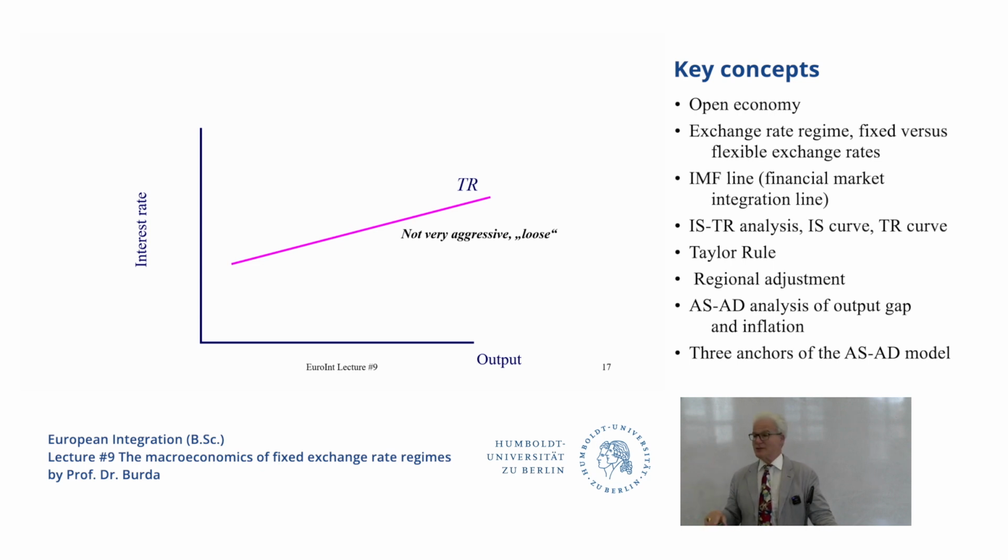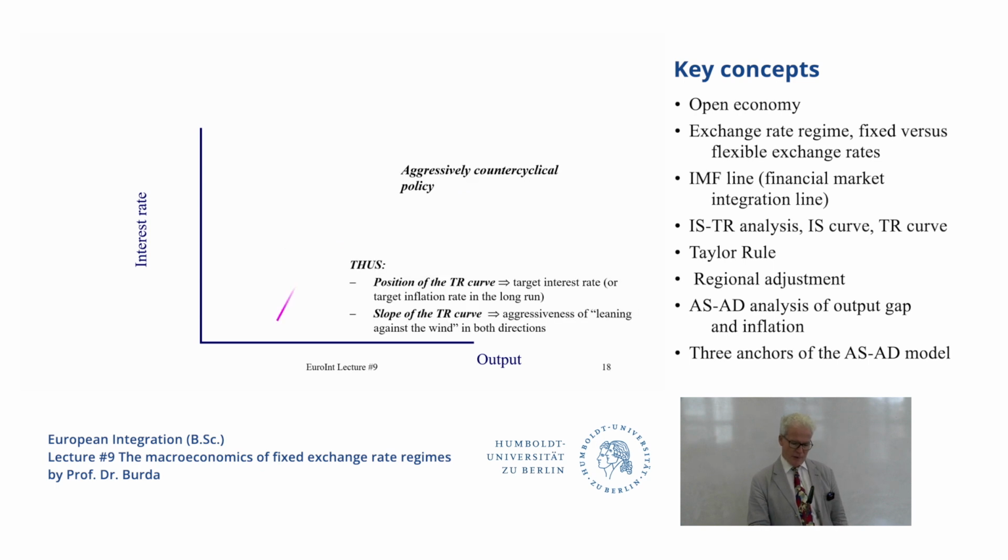If you're in the construction sector, you like that kind of TR curve, but you're not supposed to be able to tell the central bank what to do. We call that a loose monetary policy or a not very aggressive one. This would be an aggressive monetary policy, steep curve. So if you watched the video, you wouldn't have seen this. This is new. Okay? So position and slope are part of the story, right?